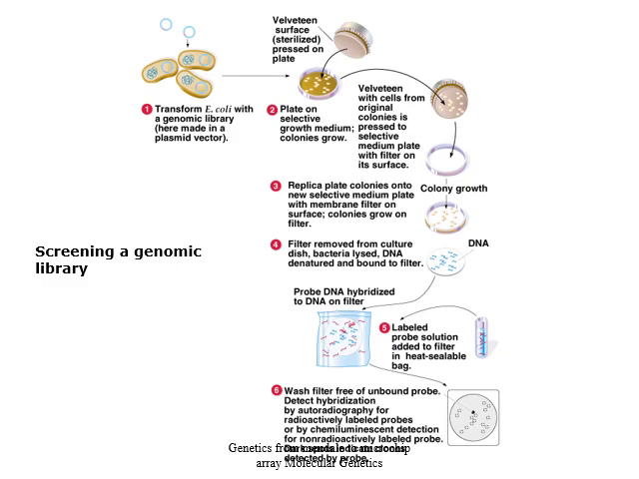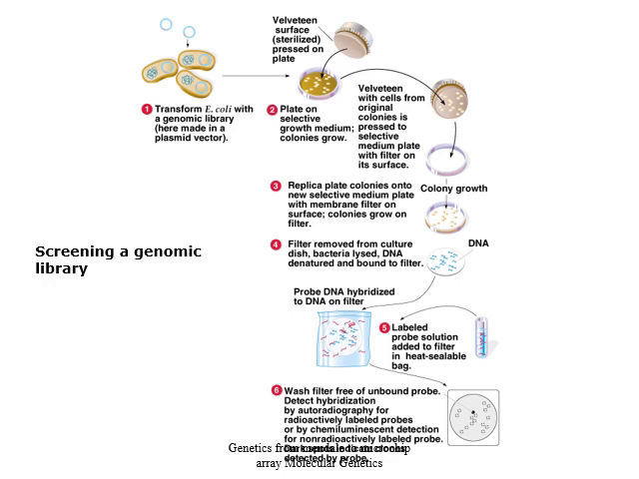Screening a genomic library. Transform E. coli with a genomic library, here made in a plasmid vector. A sterilized velvet surface is placed on the plate on the selective growth medium where colonies grow. The velvet picks up cells from the original colonies and is pressed onto a selective medium plate with a filter on its surface. Replicate plate colonies onto the new selective medium plate with a membrane filter surface, and colonies grow on the filter.